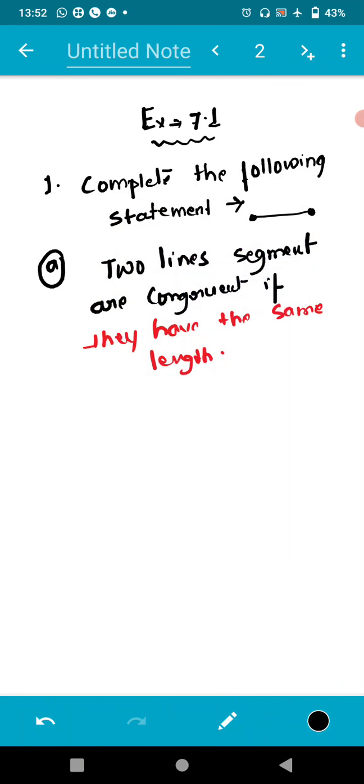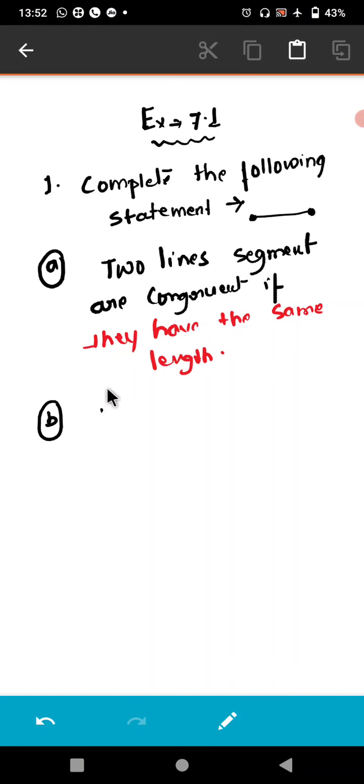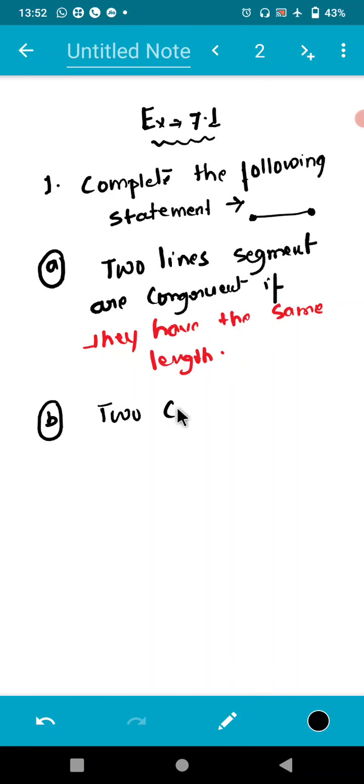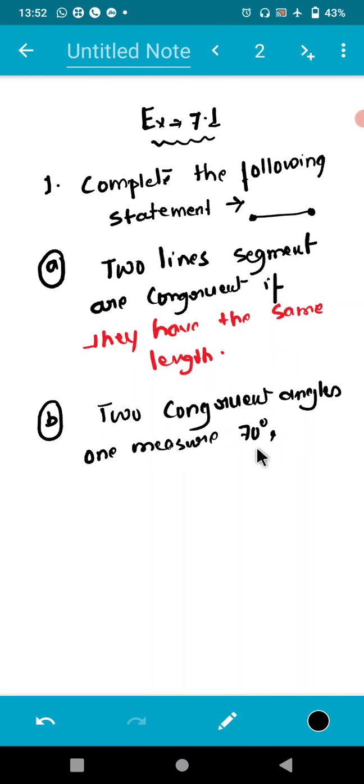Now let's move on to sum number B. In sum number B, we have 2 congruent angles given. One measures 70 degrees. These are the information given in the question, and in the last part of the question they are demanding something.